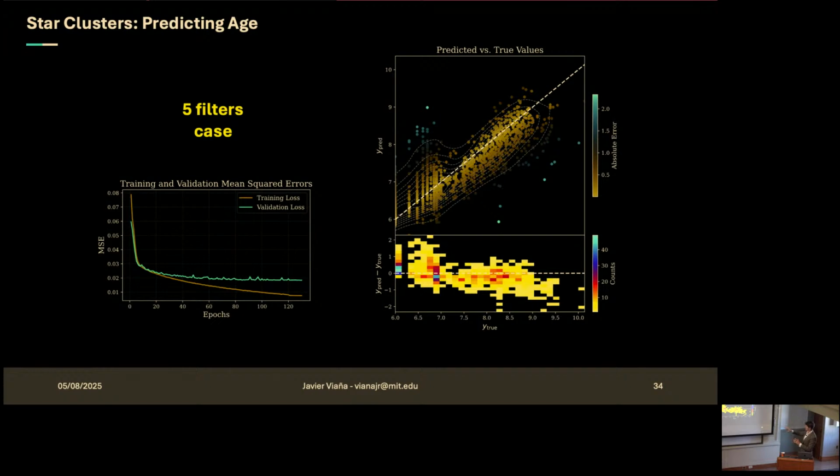The bottom shows the errors on the vertical axis, and the horizontal, it's still the truth. There's definitely some degeneracies in the extreme ages, so very young star clusters and very old star clusters. Those truth values we obtained by fitting the SED, and we know there's some degeneracies, especially in the very extreme ages. So that's another added challenge for this data set: the truth is not really ground truth. There's some noise there.